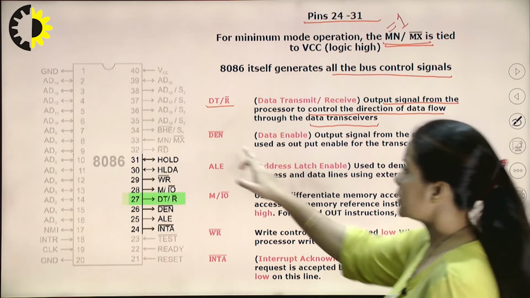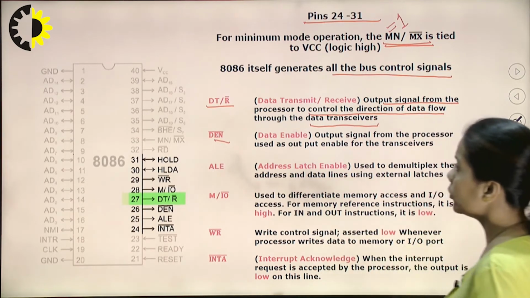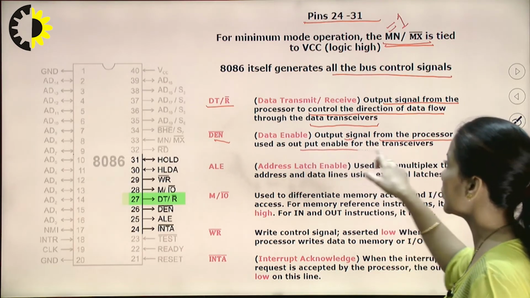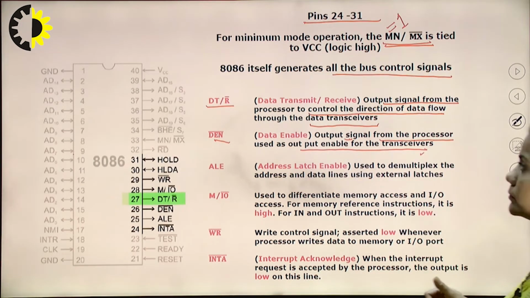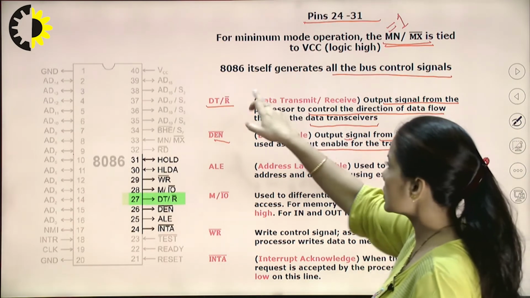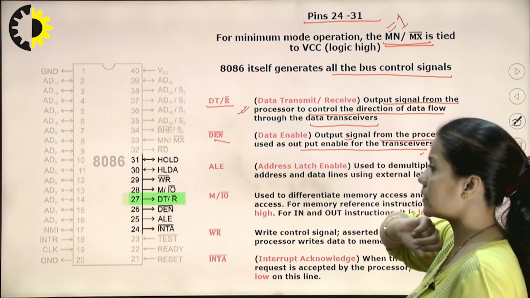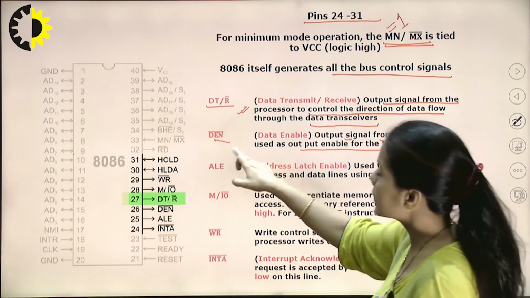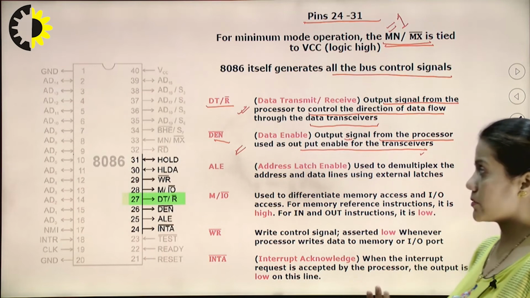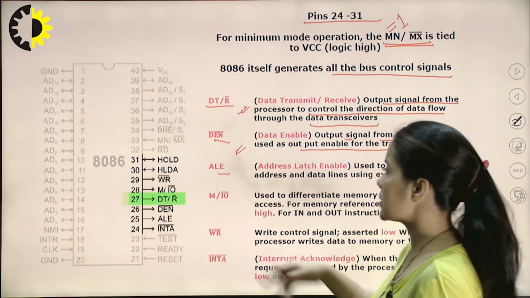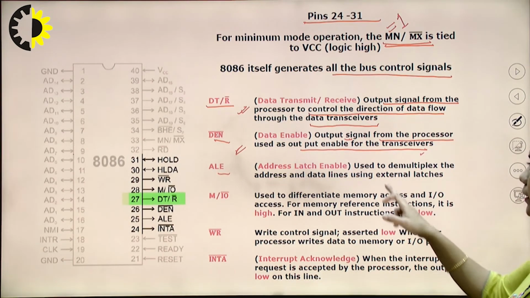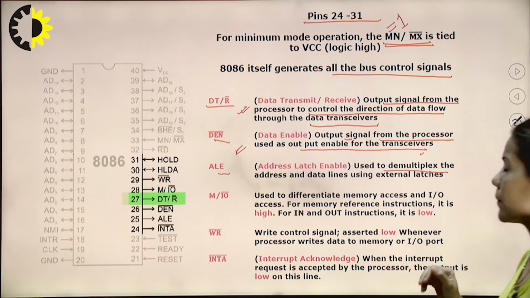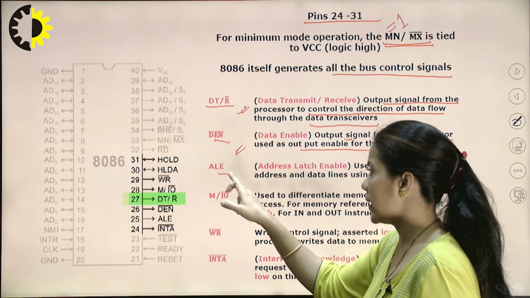Data enable, that is DEN, is another signal in this minimum mode. This is again an output signal from the processor and is used as the output enable for the transceivers. So this signal determines the direction of the transfer of data through the transceivers, and this signal enables the data transmission. Now address latch enable, ALE, is used to demultiplex the address and data lines, similar to the role it had in the 8085.